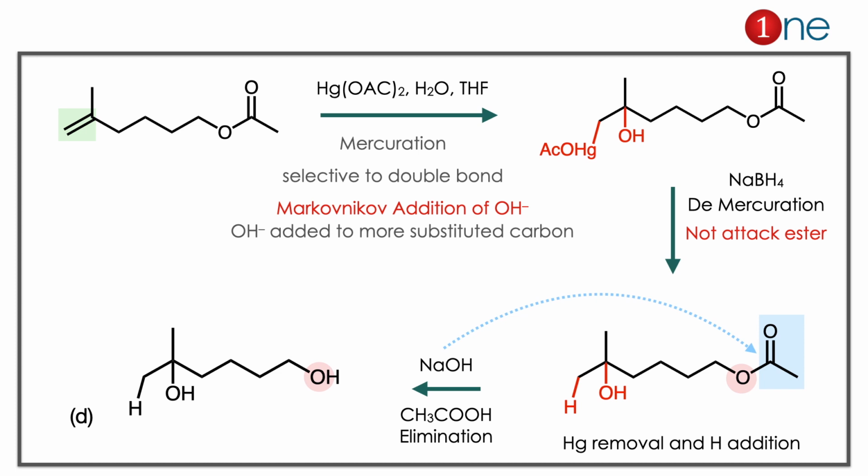Here you have to learn two important things. One is mercuration and demercuration. This is an important process. It is selective only for the double bond. The addition is Markovnikov addition. The second thing is sodium borohydride. It only removes the mercury there, not the carbonyl system. So that is the second selectivity in the reaction.